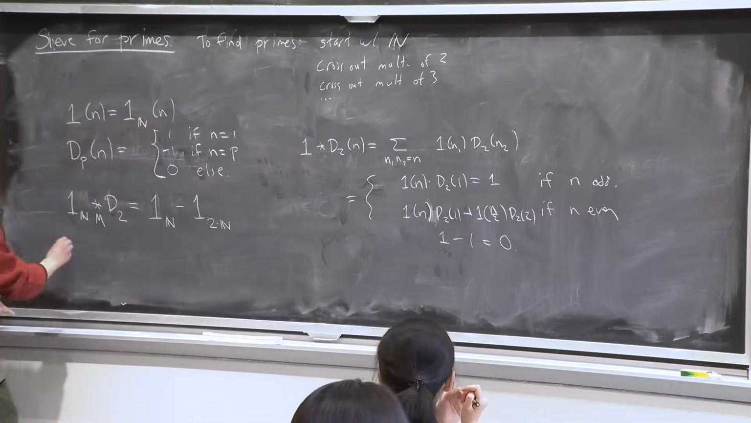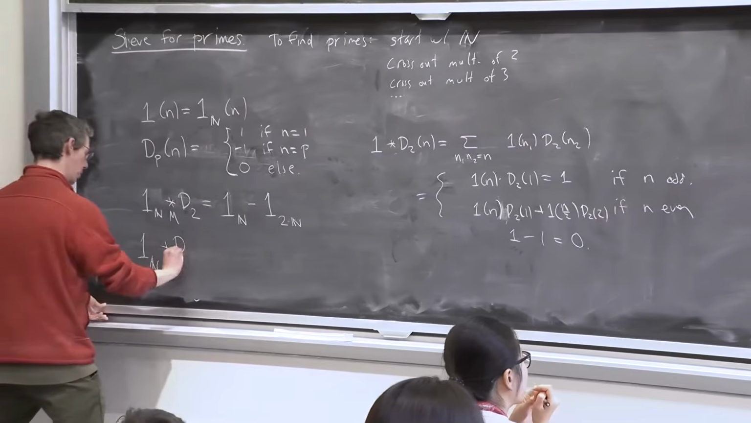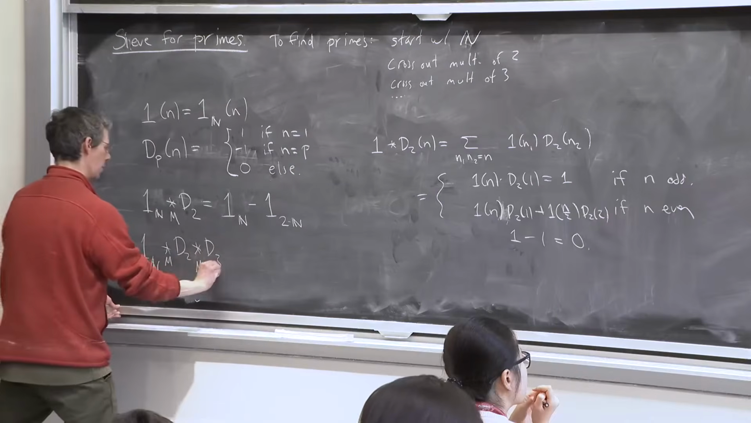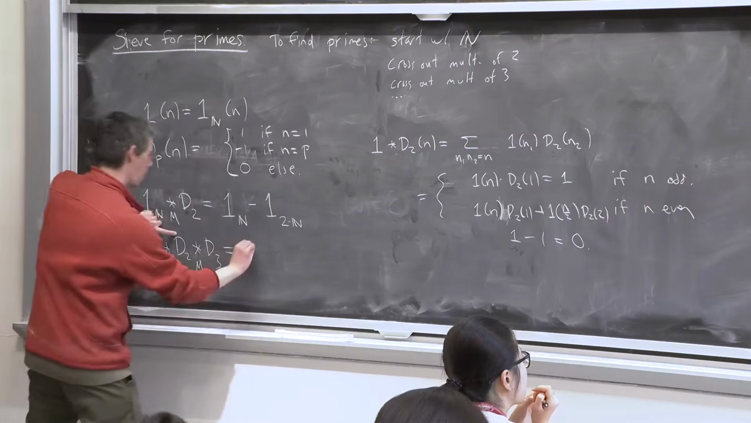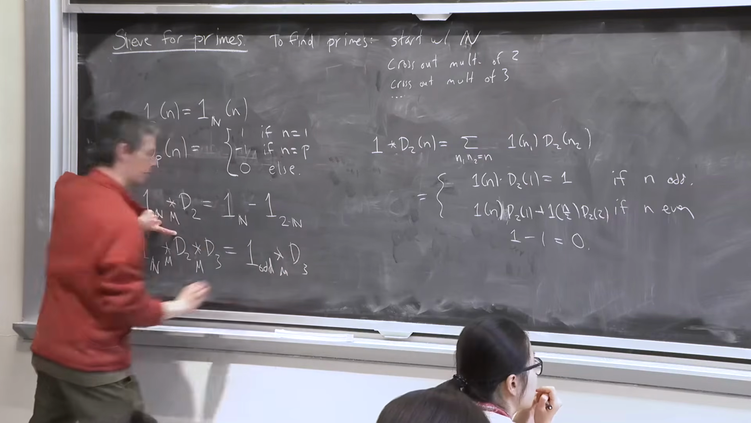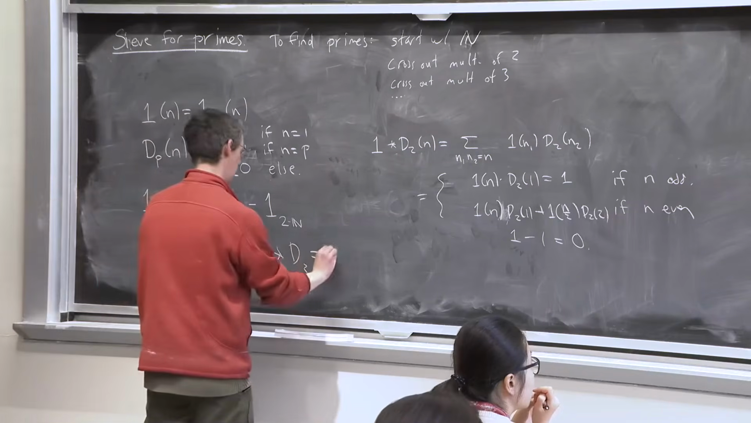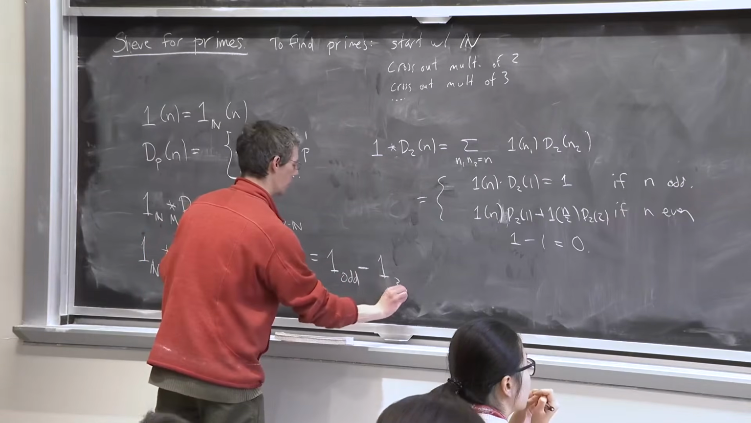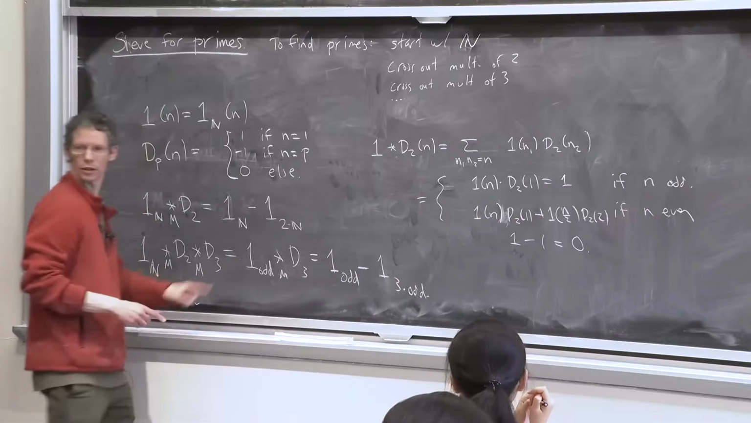OK, let's go one further. If I take the characteristic function of the naturals, do a multiplicative convolution with d2, then do a multiplicative convolution with d3, what happens? Well, the first one gives me the characteristic function of the odd numbers, and then I'm convolving with d3. I get the characteristic function of the odd numbers minus the characteristic function of 3 times the odd numbers. And I do this.